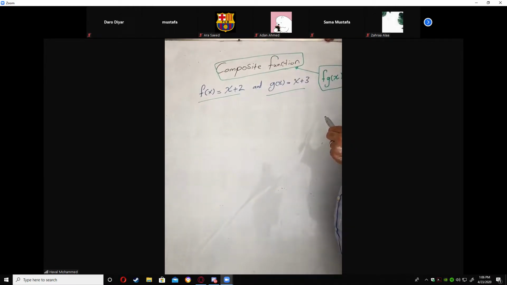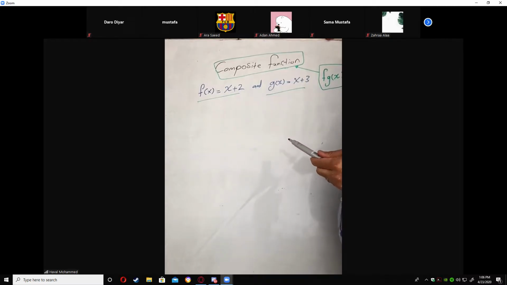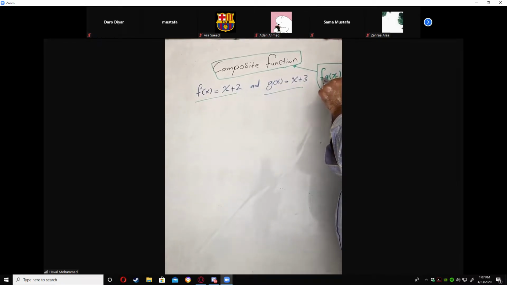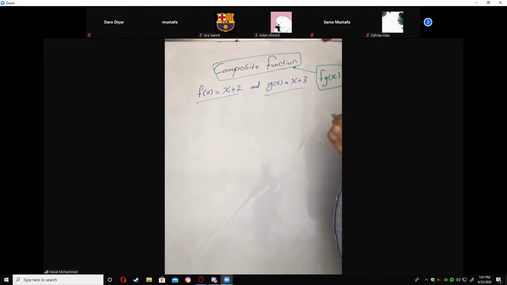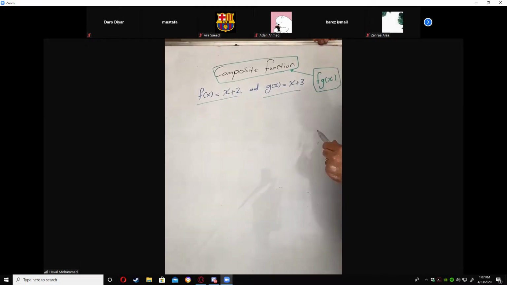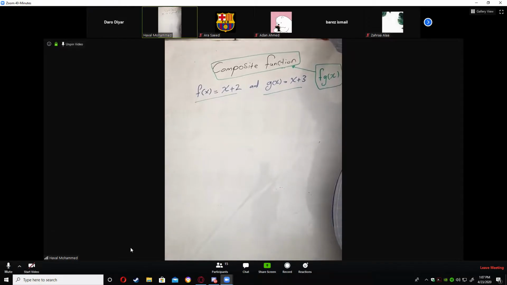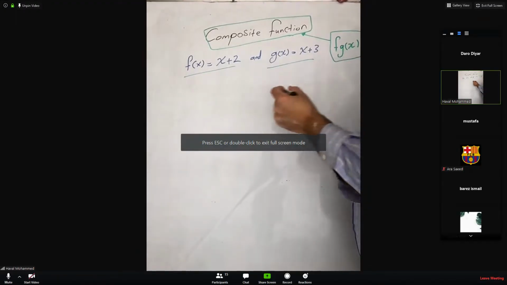It's like just a definition, just to know what the meaning of this f g x is and what the name for it is. It means composite function. Is it clear? Yes. Okay. Now, then find f g x.